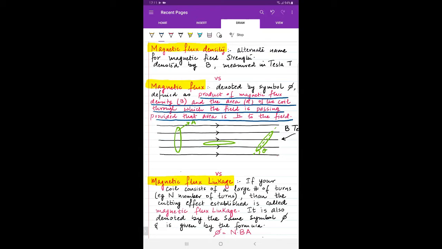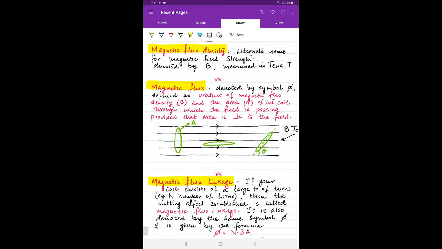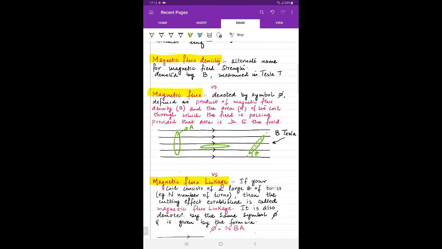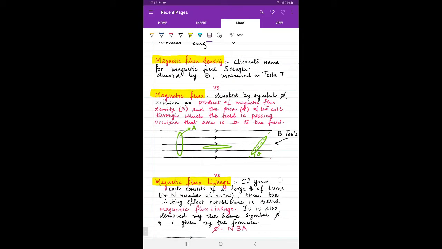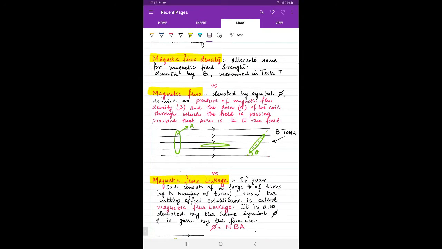So magnetic flux, denoted by the symbol phi, is defined as the product of magnetic flux density B and the area A of the coil through which the field is passing, provided that the area is perpendicular to the field lines. So if I want to show this diagrammatically, in the diagram below I've shown the strength of the magnetic field to be B Tesla, and the magnetic field lines are shown with the black colored marker. In the diagram, the horizontal lines are the magnetic field lines, the strength of which is B Tesla.